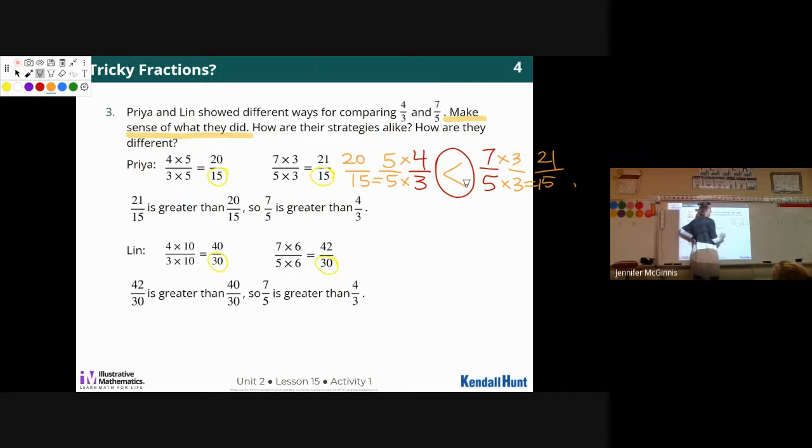Good job, reading it like a sentence, starting here and reading it that way. Good work. So Priya is right. Is Lynn also right? She says 42/30, which is 7/5, is greater than 40/30, which is 4/3. So 7/5 is greater than 4/3. Is that what we're saying right here? Yeah. So is she also right? Yeah.